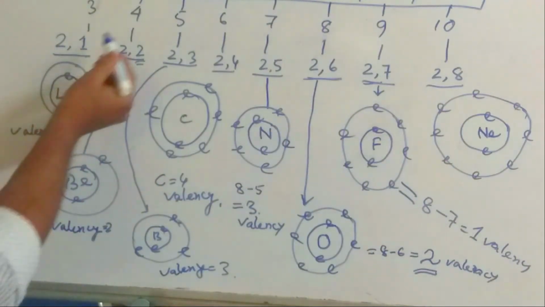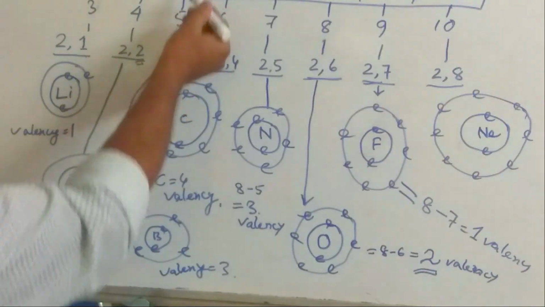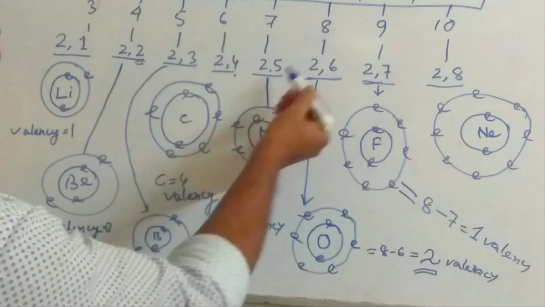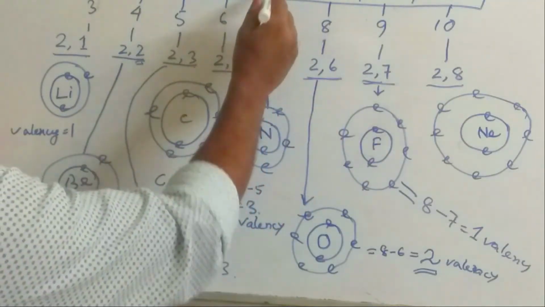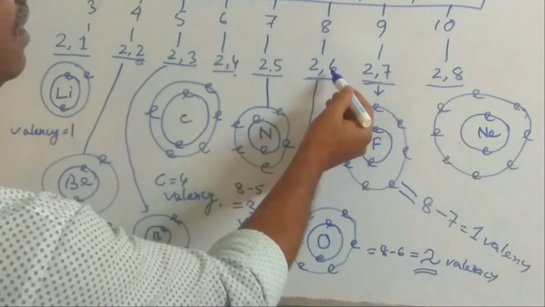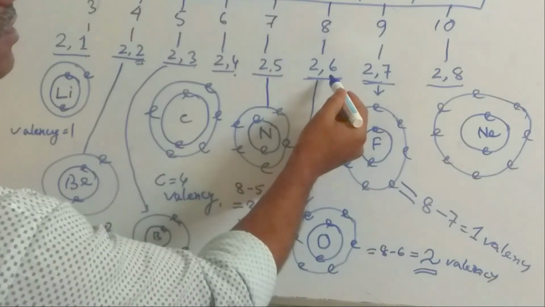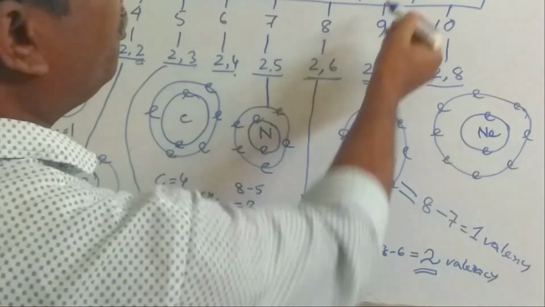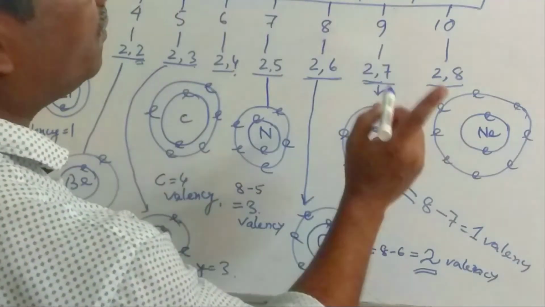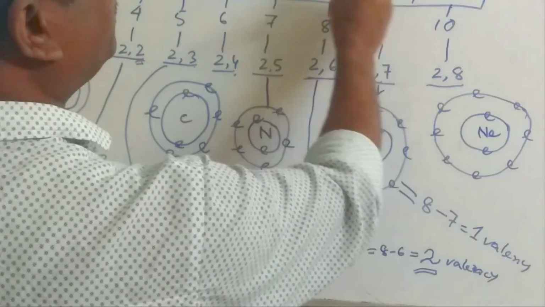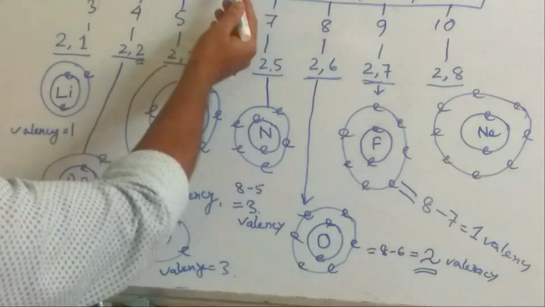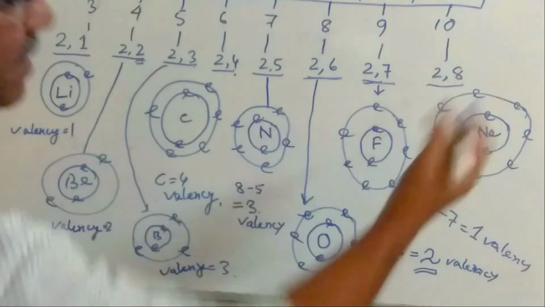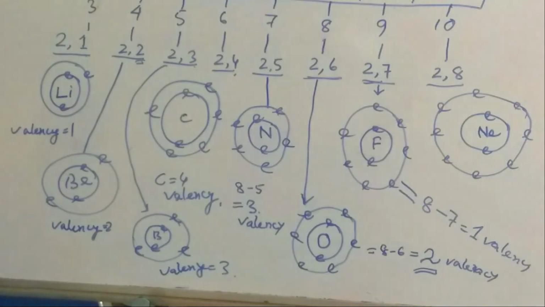Lithium valency is 1, beryllium valency is 2, boron valency is 3, carbon valency is 4, nitrogen valency 8 minus 5 is equal to 3, so nitrogen valency 3. Oxygen has 6 electrons on the outermost shell, 8 minus 6 is equal to 2, oxygen valency is 2. Fluorine valency is 8 minus 7 is equal to 1, so its valency is 1. So 1, 2, 3, 4, then 3, 2, 1, 0. This is how the valency changes on a period.